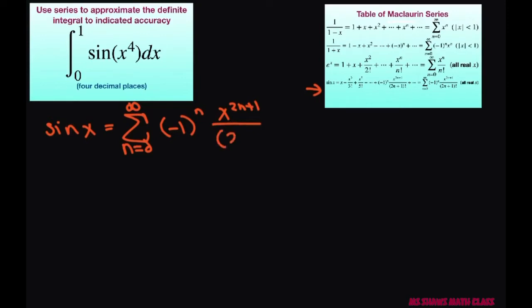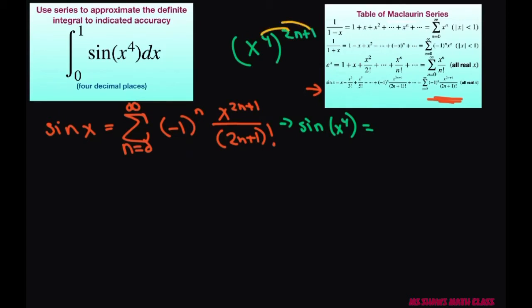If we look at sine of x, that's going to be the sum from n equals 0 to infinity of negative 1 to the power of n times x to the power of 2n plus 1 divided by 2n plus 1 factorial. Now, for sine of x to the 4th power, it's the same thing, but for x we have x to the 4th, and that's just going to give us x to the power of 4 times 2n plus 1.